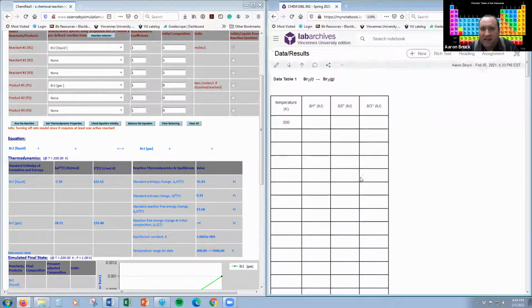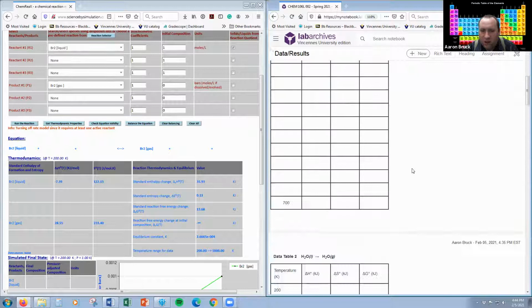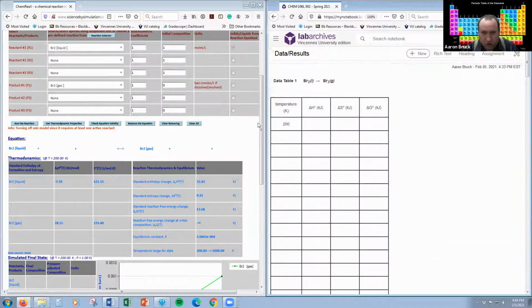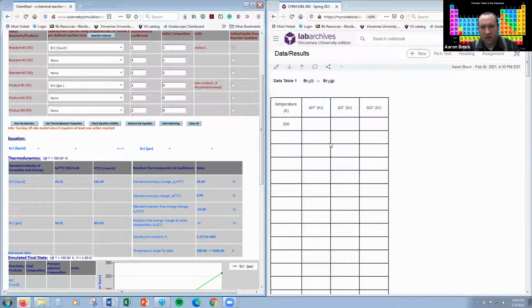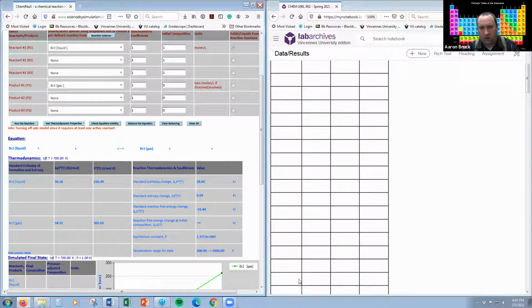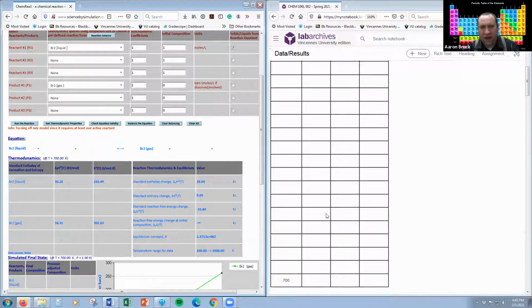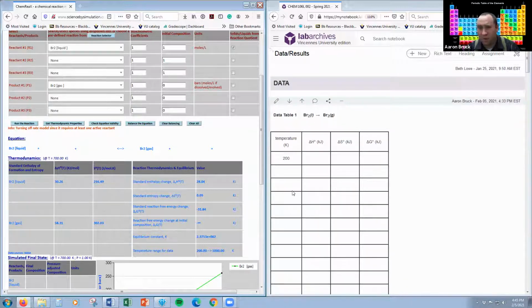Your remaining tasks for this particular reaction are to do the reaction at 200 degrees, the reaction at 700 degrees. So all you have to do is change the temperature, hit run reaction again. It'll spit out new values for you in terms of entropy, delta G, and delta H. And you'll record those down here. And then you're going to have to pick up about 25 points in between.